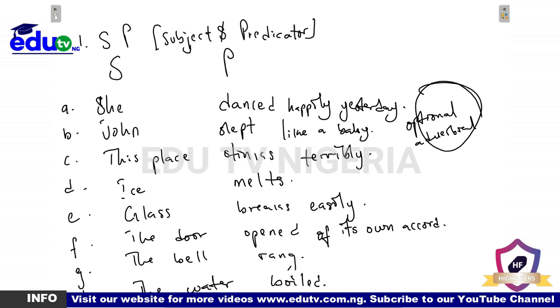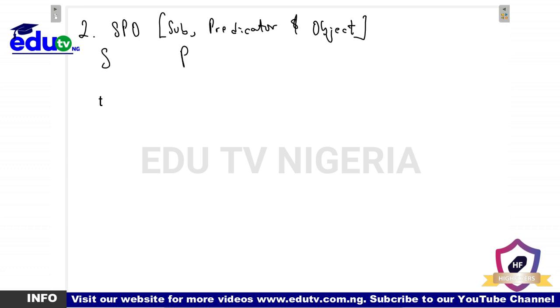So that's all about pattern 1 sentences. Let's go to pattern 2, which is the SPO. That is your subject, your predicator, and then your object. Subject, predicator, and object. SPO.